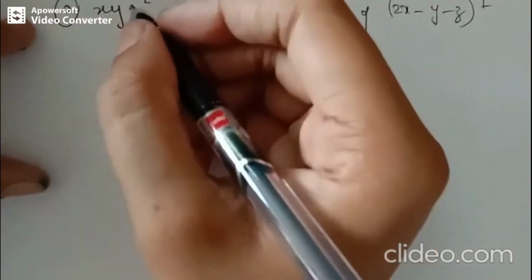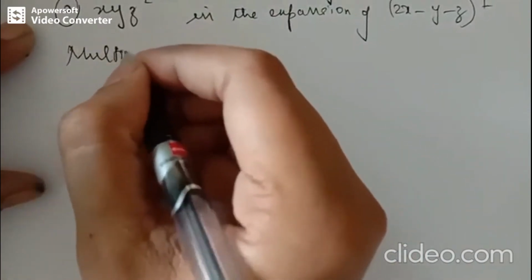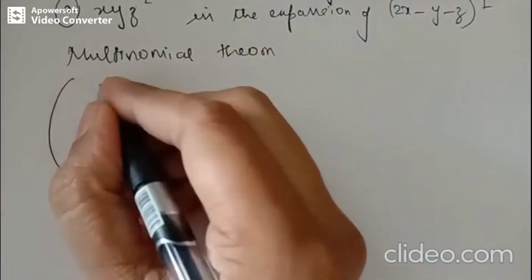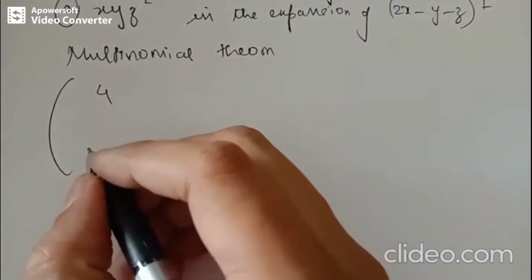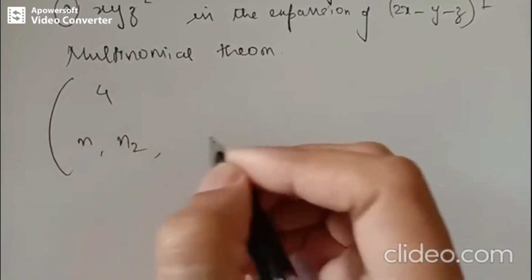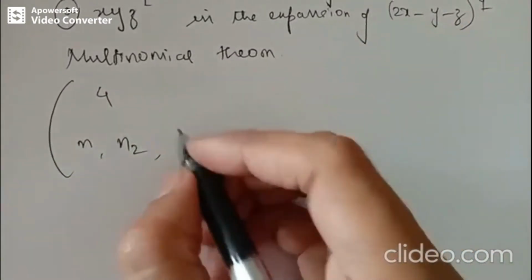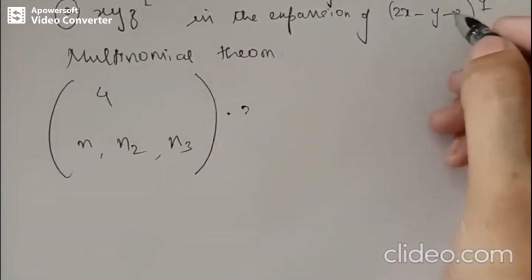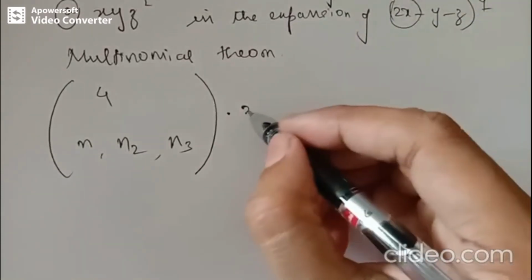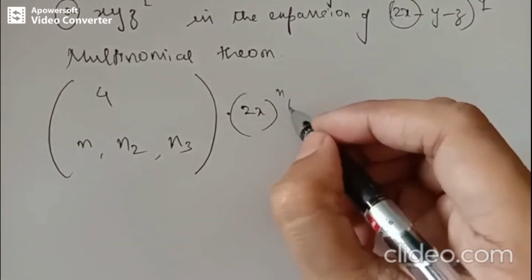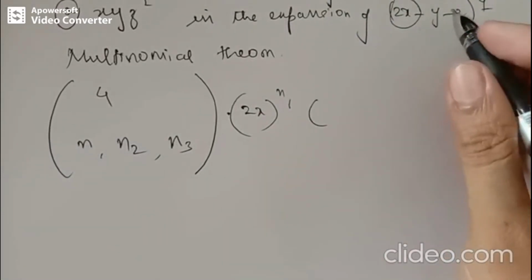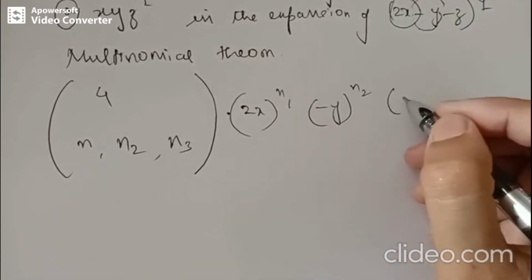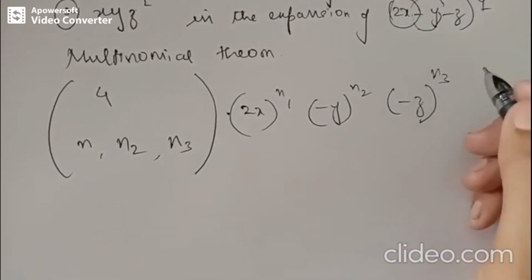So now we are going to write the multinomial theorem. According to multinomial theorem, we have got n factorial over n1, n2, n3 and so on up till nk, but here we have got just 3 terms, so I'll be writing up till n3, into x1 raised to n1. So what is there in place of x1? In place of x1 we have got 2x, so we can write (2x) whole power n1 and x2 raised to n2. What is x2? x2 is minus y, so (minus y) raised to n2 into (minus z) raised to n3.